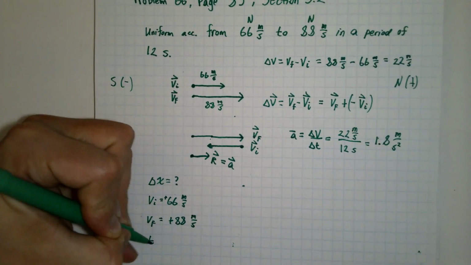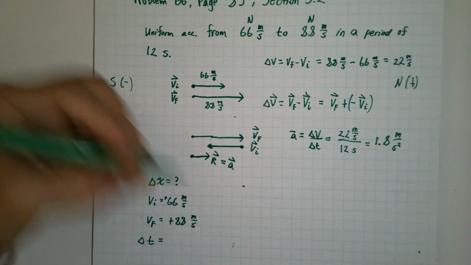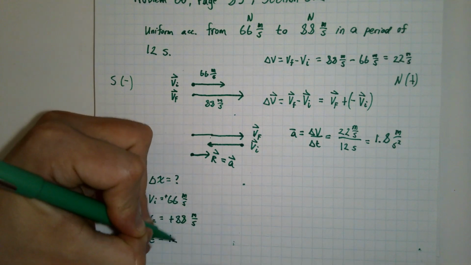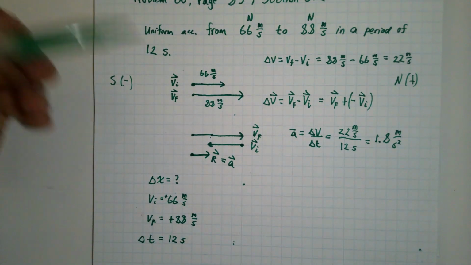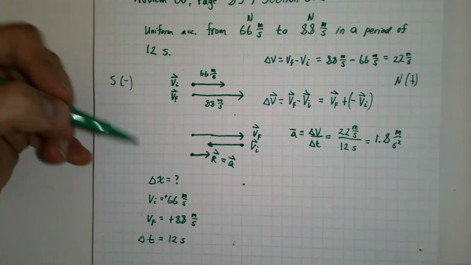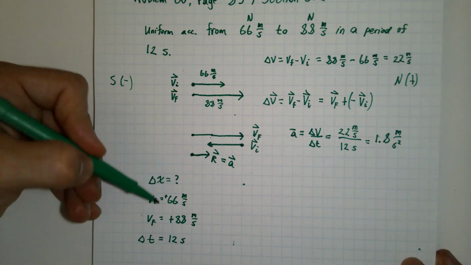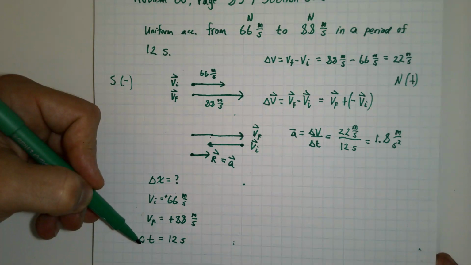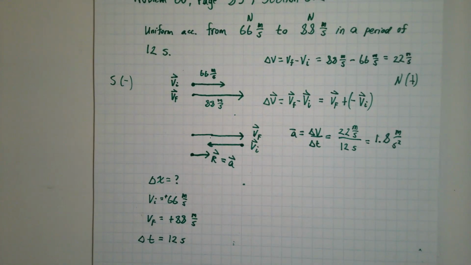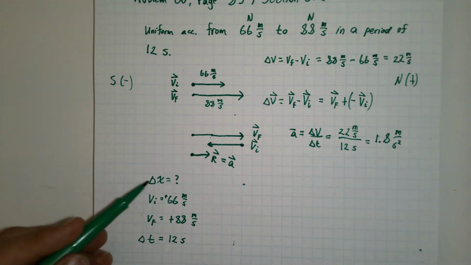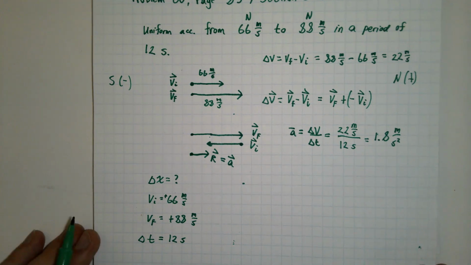We know the time in which this occurred. This occurred over a period of 12 seconds. We want to find the displacement. I need a kinematics equation that relates initial velocity, final velocity, time, and displacement. I actually don't have one of our three equations that immediately gives us a relationship between these four variables. Instead, we have to follow a two-step process here.